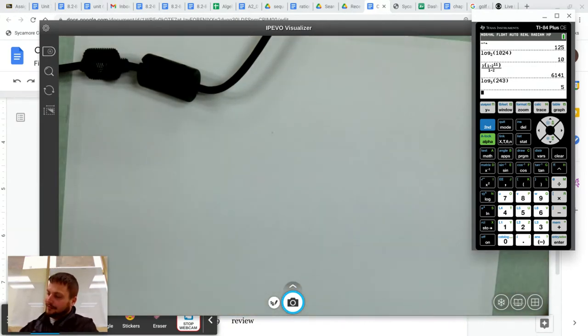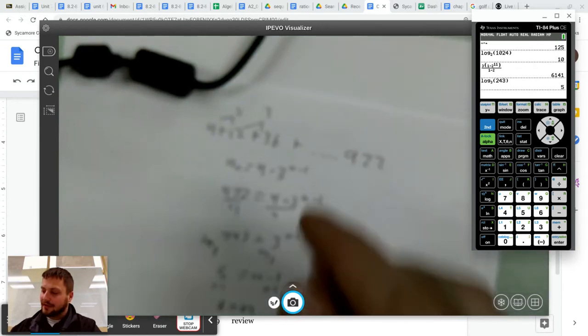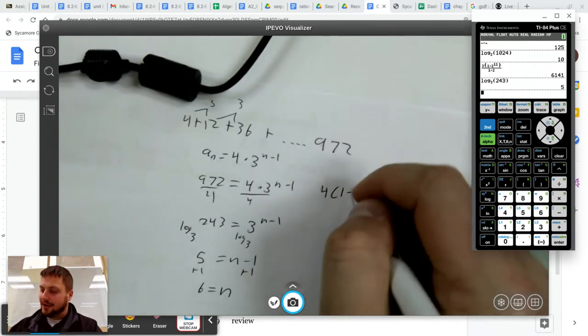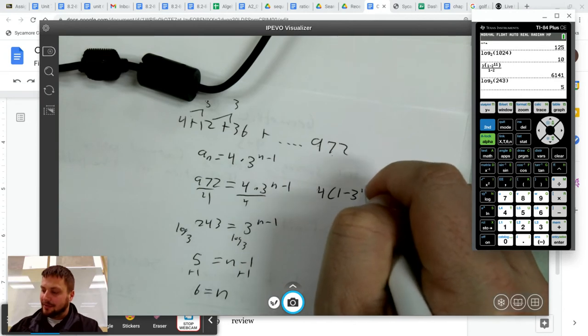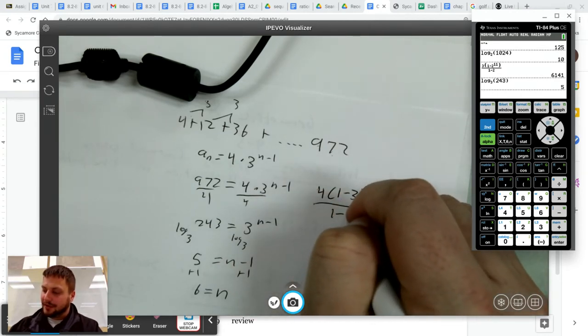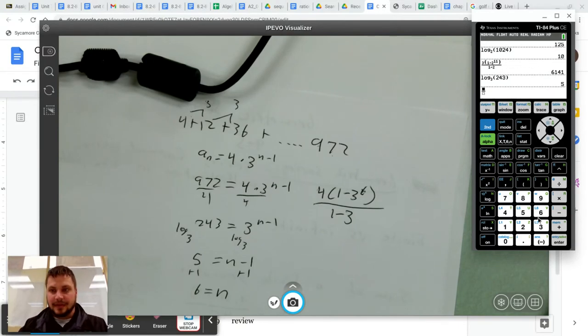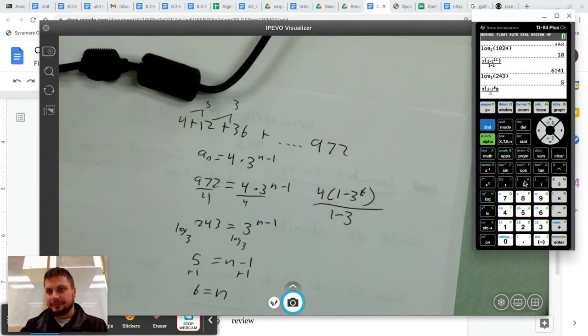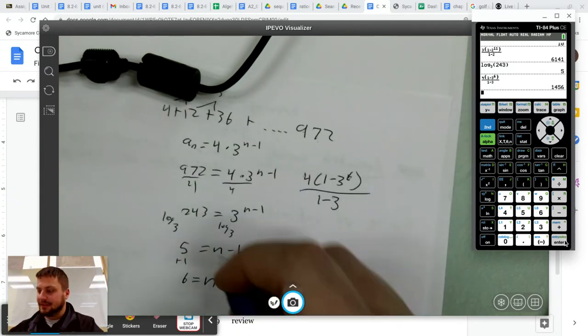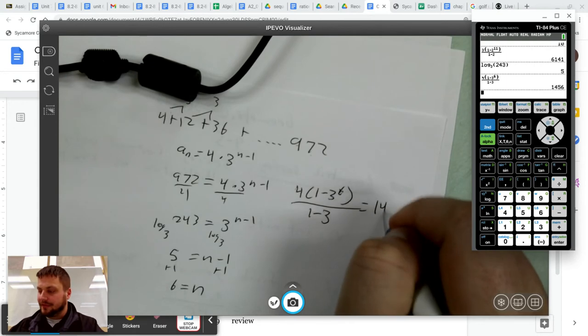All right, so the formula is the first term, 4, times 1 minus r, which is 3, to the n power, n is 6, all over 1 minus r, 1 minus 3. Again, I'll type that in. Alpha y equals 4, parenthesis 1, minus 3, to the 6th, all over 1 minus 3. And that sum is 1,456.